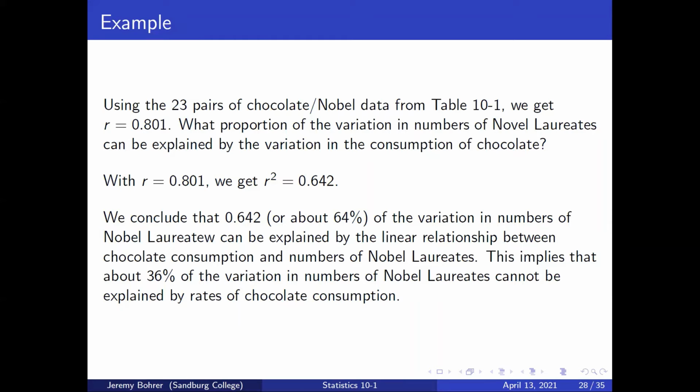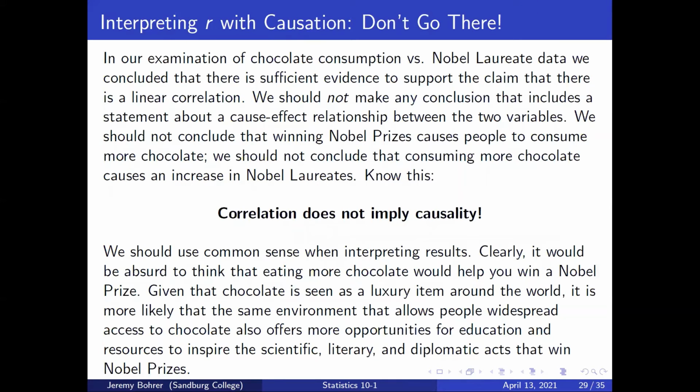This implies that about 36% of the variation in numbers of Nobel laureates cannot be explained by rates of chocolate consumption. In our examination of chocolate consumption versus Nobel laureate data, we concluded that there is sufficient evidence to support the claim that there is a linear correlation. We should not make any conclusion that includes a statement about a cause-effect relationship between the two variables. We should not conclude that winning Nobel Prizes causes people to consume more chocolate.